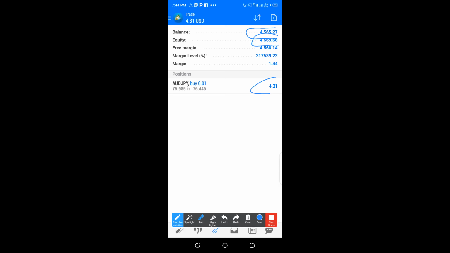Now we have the free margin. The free margin is the amount of money that you have left to enter a new trade. I'm going to go straight to margin level, guys.